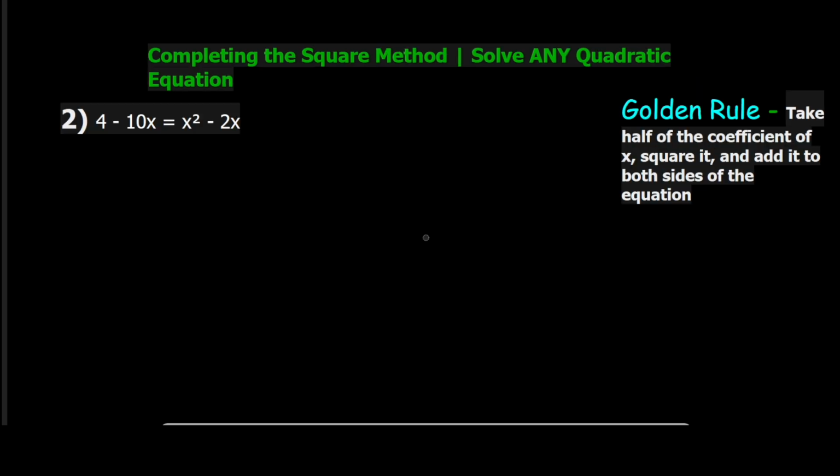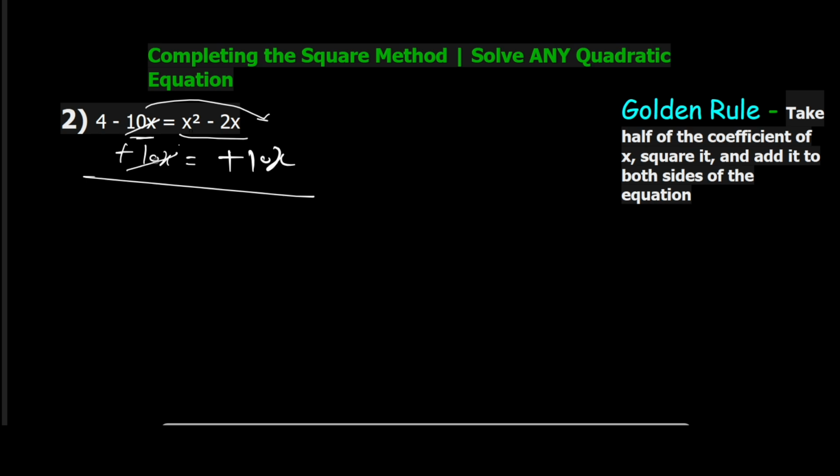So moving to our next problem, which is 4 minus 10x equals x squared minus 2x. So we have the variable terms x squared minus 2x and another variable term, which is minus 10x. We have to take this 10x to the right side of the equation. So here I'm going to add 10x to both sides of the equation.